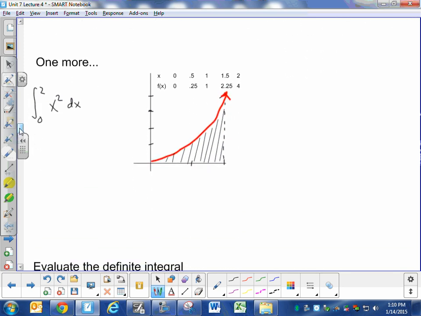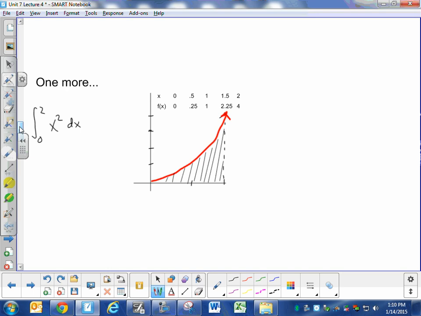All right, one more. Well, not really one more, but here's another one. The area under x squared between 0 and 2.